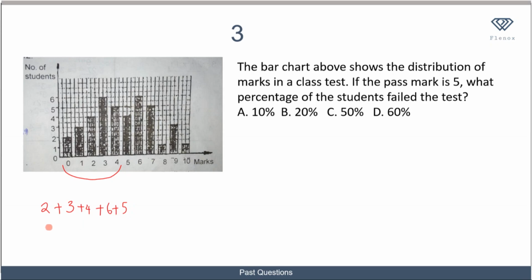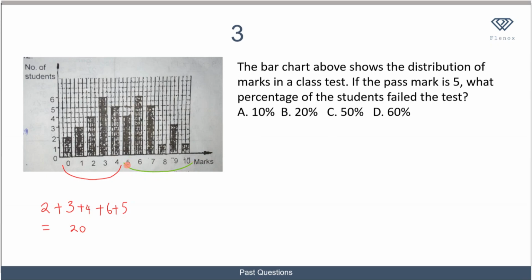And when I sum all these together, I get 20. Now, the question asks us to express it in terms of percentage. So that means I have to divide 20 by the total number of students, then multiply by 100. So I need to find the total number of students. So let's continue by finding the number of students that passed the course.